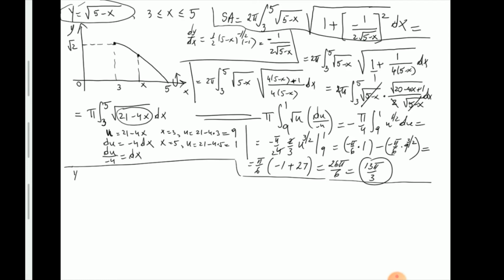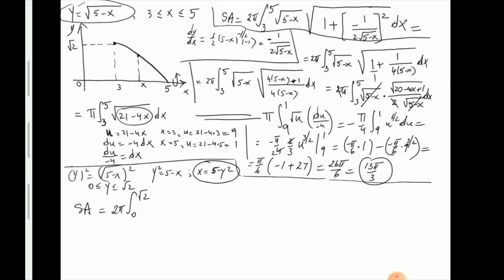So square both sides of the original function and get x by itself. So x equals 5 minus y squared. That's the same function, but as x a function of y. And don't forget that, of course, now the domain for y is 0 to square root of 2. Everything else is the same. So the curve is rotated about the x-axis. Nothing changes. But now the surface area is going to be 2 pi, the integral from 0 to square root of 2 now.